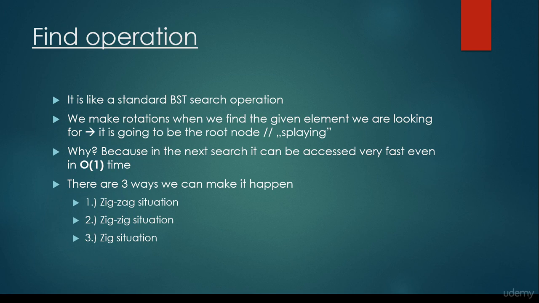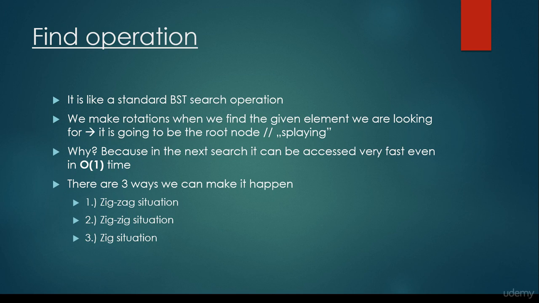So it's very, very important to see that in this case we are not going to make the rotations in order to make the tree as balanced as possible. We are going to make the rotations in order to make sure that the item we are looking for is going to be the root node the next time. This is a very, very important fact. So for AVL trees and red-black trees, we have used rotations to make the tree balanced.